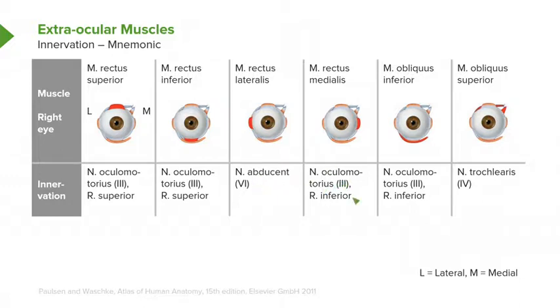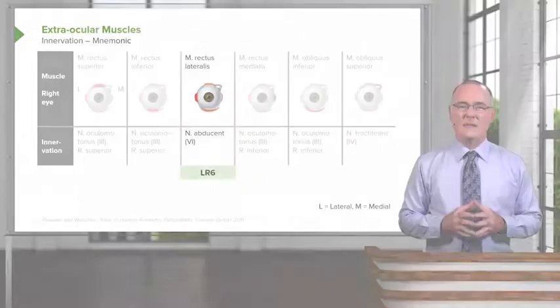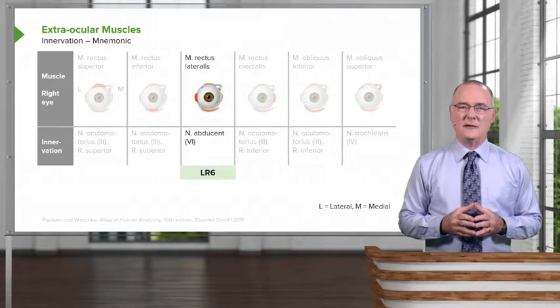Medial rectus is here, oculomotor again. Inferior oblique, oculomotor. And then the superior oblique is going to be innervated by the trochlear nerve, cranial nerve number 4. Here we're looking at the mnemonic for the lateral rectus.